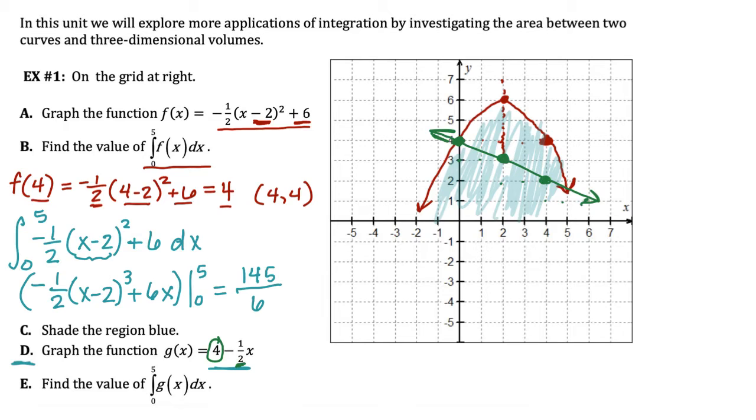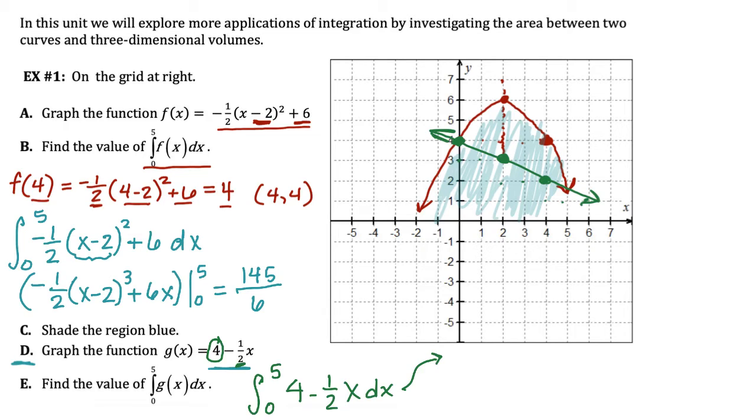Notice it cut that region, not necessarily in half, but it did cut it into two different pieces. Now it wants us to find the integral of g of x. So let's come over here to the side and do that. Again, you can use your calculators here. We're going to go from 0 to 5 of 4 minus 1/2 x dx. I'm going to slide this up a little bit.